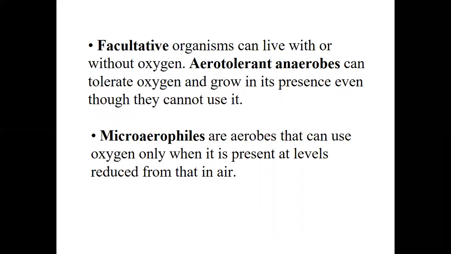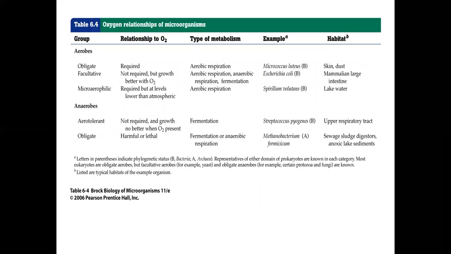Microaerophiles are aerobes that can use oxygen only when it is present at a level that is reduced from the air. So this is the list of microbes which can tolerate oxygen, including obligate aerobes, facultative, microaerophilic, aerotolerant, and obligate anaerobes. So they are divided into two, aerobic and anaerobic.